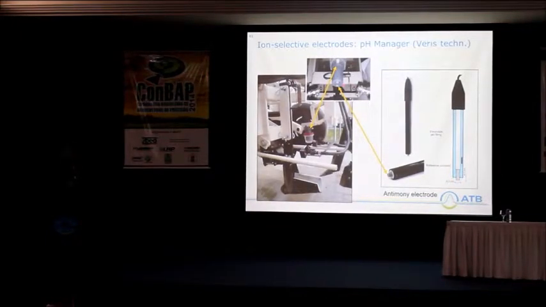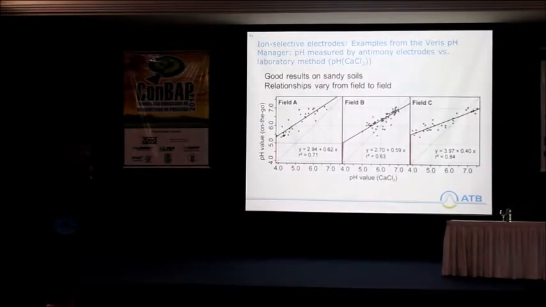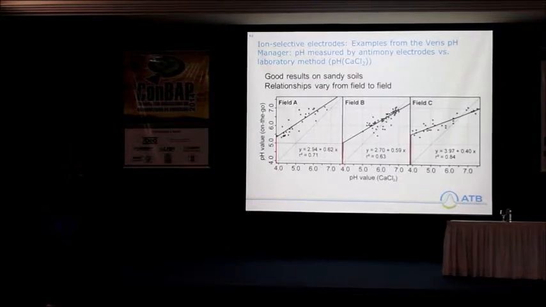There are two of these electrodes inside this housing, and the soil sample is carried to the electrode by this sampler. On our soils in Germany and on sandy soils we got quite sufficient correlation, but it turns out that you have to correlate the readings from field to field. These are our measurements from the lab, the standard method, and these are the measurements from the on-the-go sensor with the antimony electrode.